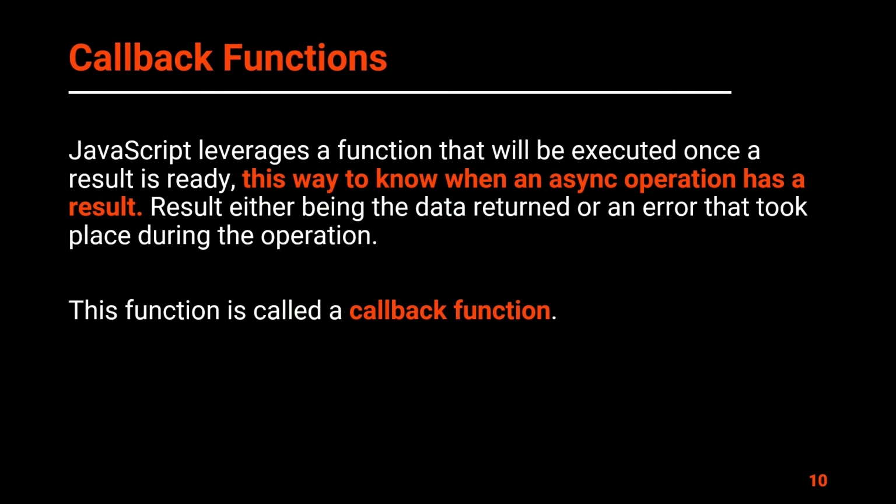Okay, so the first one that we're going to talk about is a callback function. What is a callback function? Well, basically, JavaScript leverages a function that will be executed once a result is ready. This is a way to know when an async operation has a result, the result being either data returned or an error that took place during the operation. This is what we call a callback function. The important part to understand here is it's going to leverage a function that will be executed once the result is ready.